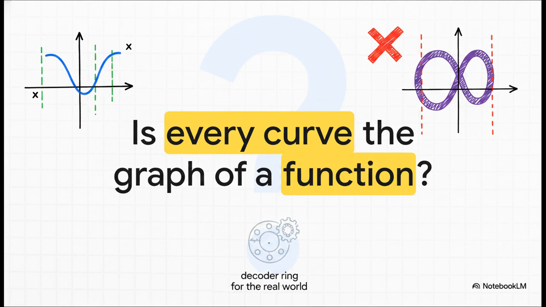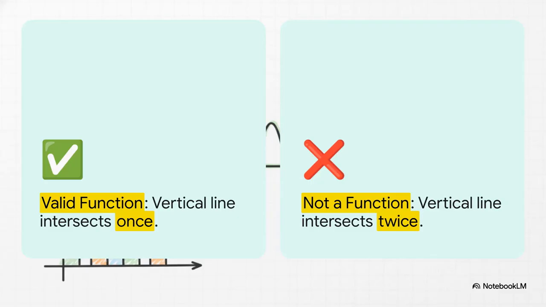Remember our strict rule from earlier: one input must yield exactly one output. So, is every squiggly line you can draw on a coordinate plane a function? Well, the answer is a hard no. To test this, mathematicians use something incredibly simple, called the vertical line test.